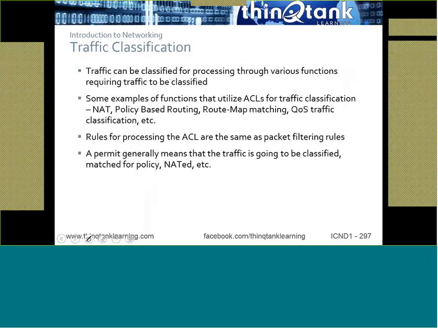As I mentioned before, access control lists don't necessarily mean we're filtering traffic. Here's an example. I've got a router that's running NAT. I've got my inside and my outside interface. We talked about configuring NAT, all right? Maybe I'm doing port address translation.